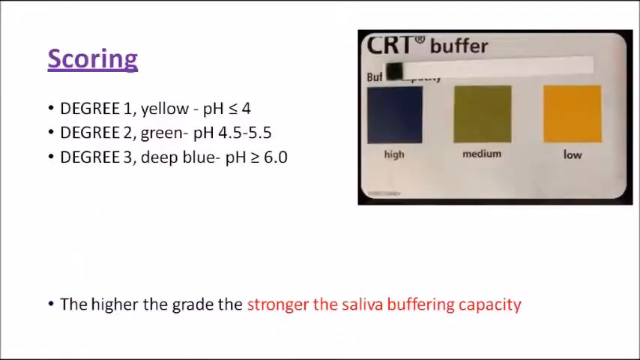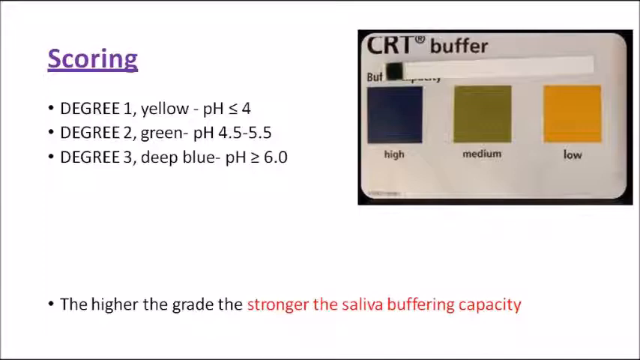Scoring is degree 1, degree 2, degree 3. If the color is yellow, pH is less than 4. If it is green, pH is between 4.5 and 5.5, and if it is deep blue, pH is more than 6. So the higher the grade, the stronger the salivary buffering capacity and the lesser the caries activity.